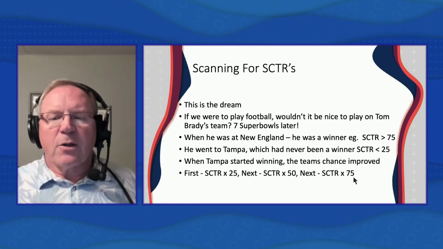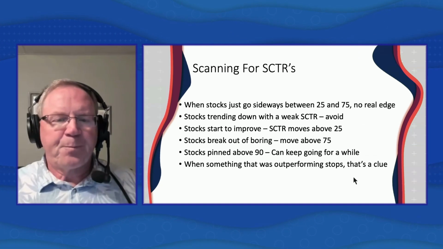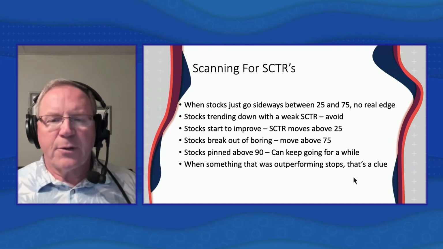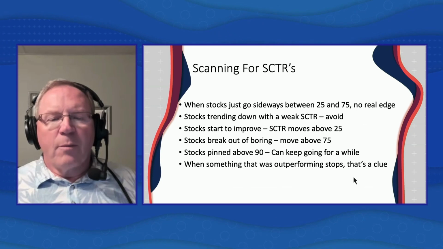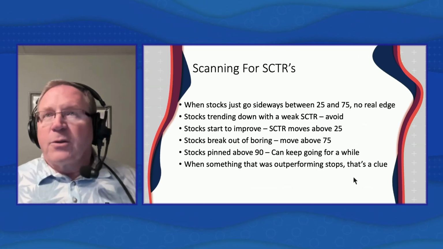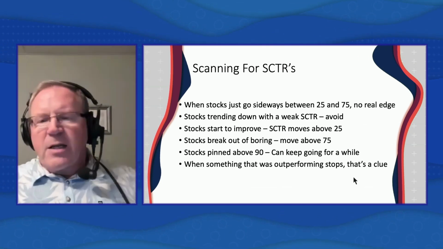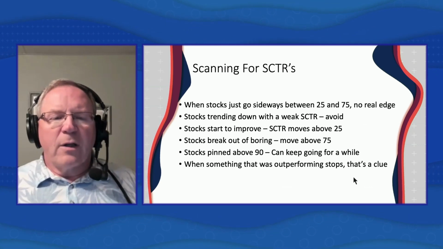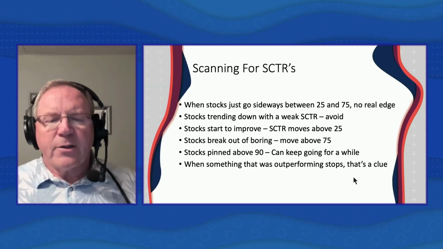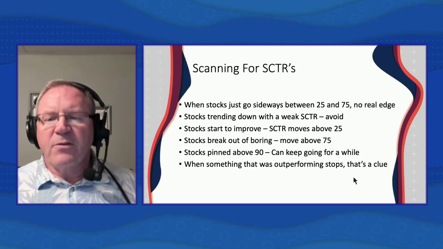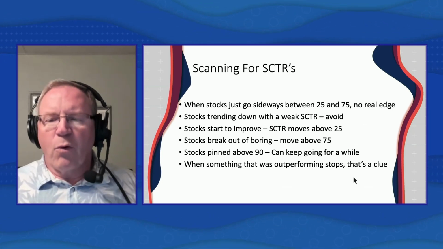All of those things are clues that it's getting better. So when we do that for stocks, we have this problem. There's a big bucket of stocks out there, right? There's 8,000 of them. So how do we find any real edge? And I'll give you an example. When the stock just goes sideways between 25 and 75, it's not really outperforming.